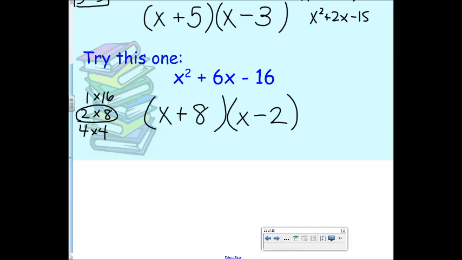Perfect. You guys are doing great. Okay, so you're just working backwards. You're just trying to figure out what it is. If this is positive, then both of your answers are either going to be positive or negative. Okay?